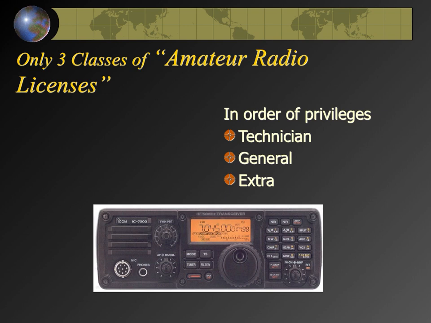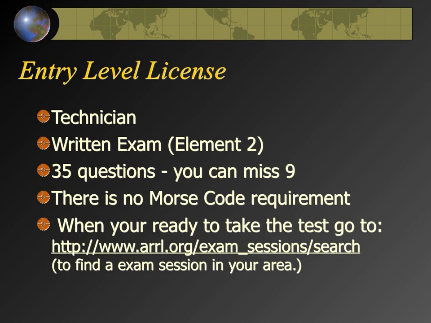There are 3 amateur radio licenses: the Technician, General, and Extra. The entry level is the Technician. It's a written exam with multiple choice questions. There are 35 questions and you can miss 9. There is no Morse code requirement.